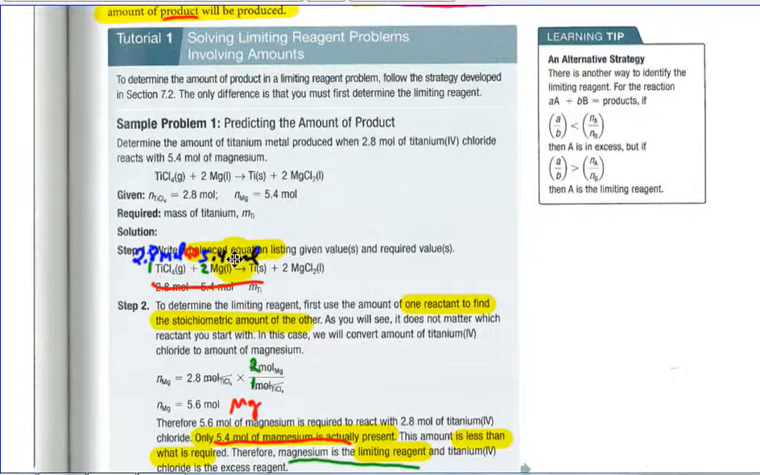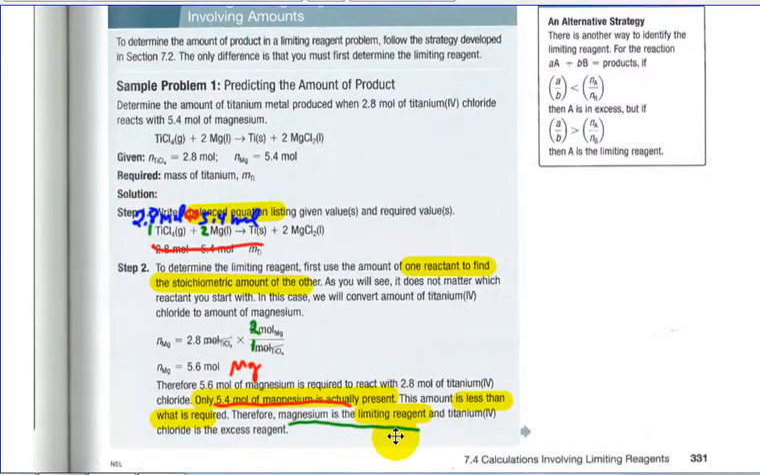So that tells you that I have less than required to react all of the titanium tetrachloride, so that means magnesium must be my limiting reagent. I'm limited by that because I don't have enough to react with all of this 2.8. So magnesium must be the limiting reagent and titanium tetrachloride must be in excess.